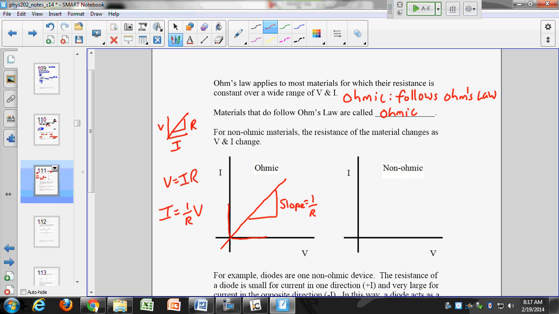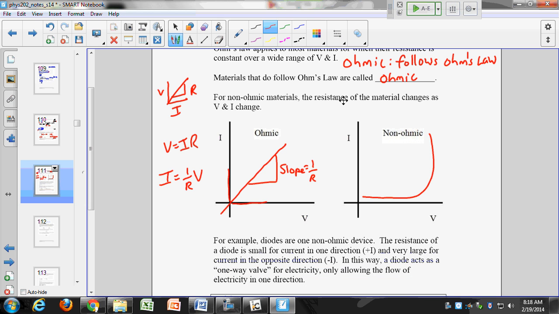Now, for non-ohmic materials, and we're not going to get into non-ohmic materials really at all, just to recognize that they exist, the resistance of the material changes as the voltage and the current change. So, for example, you might have something like this. That's non-ohmic. When it reaches a certain potential, its resistance changes drastically. Or when it reaches a certain current, its resistance changes drastically.